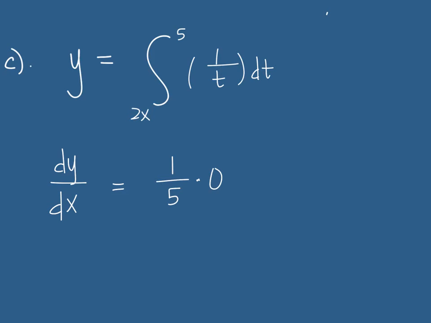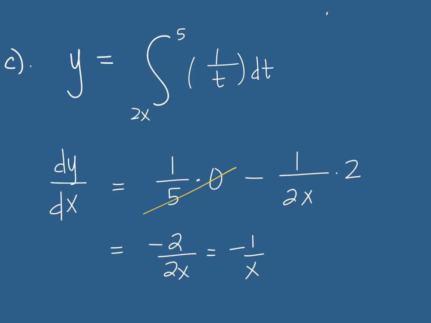0. Good job. Okay, kept the function the same, plugged in the upper bound, and remembered his chain rule. Minus 2x. Okay, t is getting replaced with 2x, so there's no t anymore. Times what? 2. Okay, so the 0 wipes that term out, and I'm left with negative 2 over 2x, or negative 1 over x.